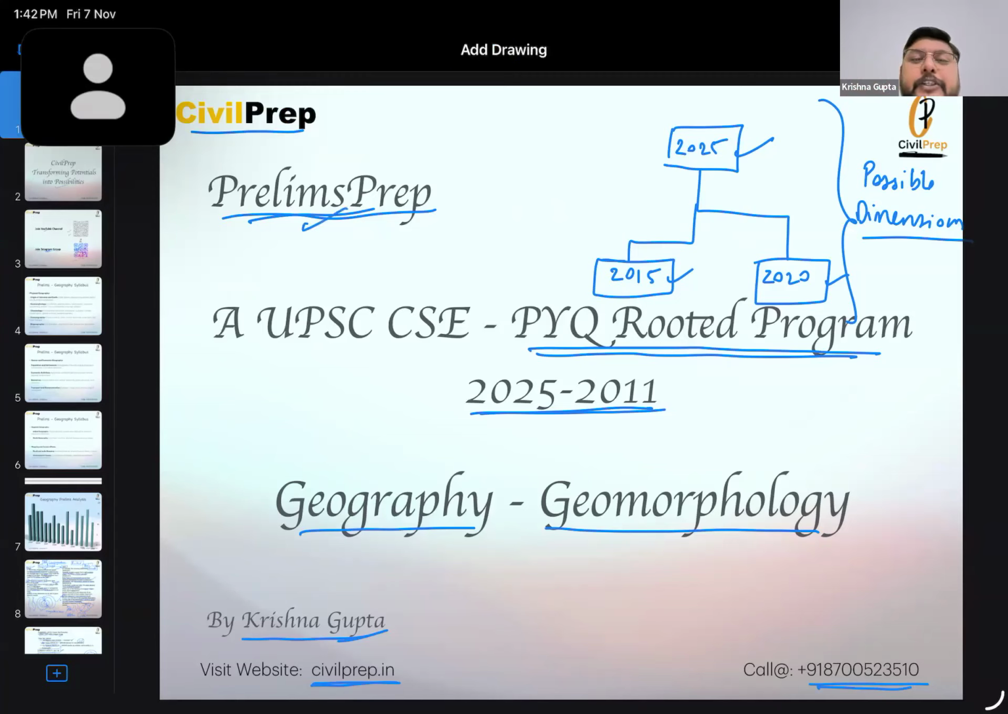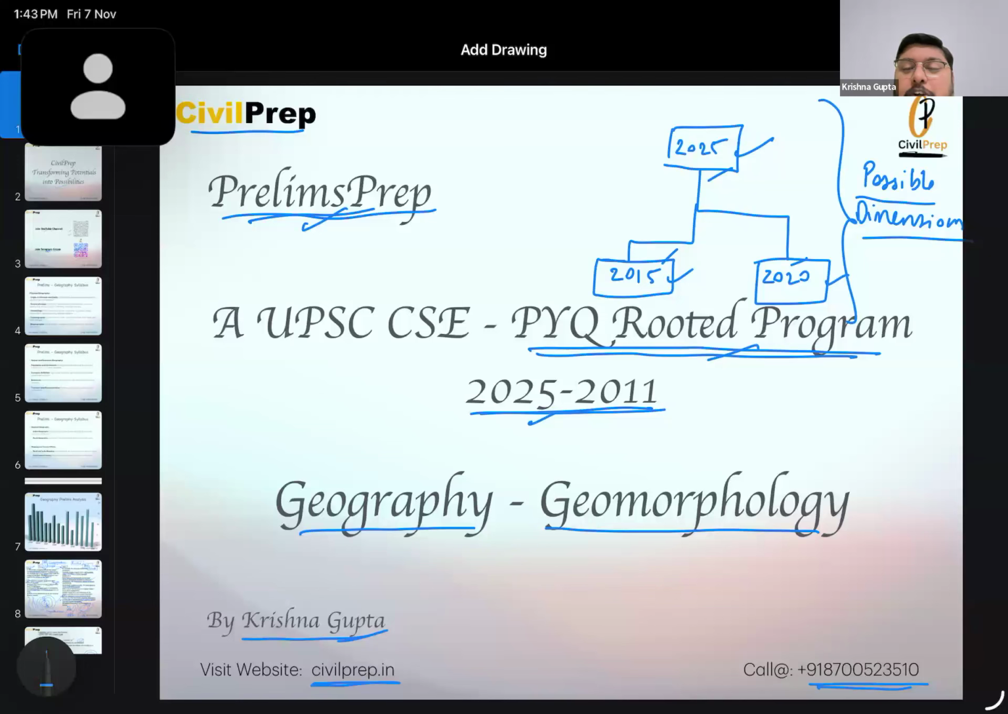This is a prelims prep session where we are looking at the PYQ-rooted program, or questions from 2011 to 2025, where we will be making a route or system from the questions. For example, in 2025, same routes appearing in 2020, same routes appearing in 2015. So there we are trying to find out certain possible dimensions which will help us to identify the questions which can come up in 2026 UPSC and how to deal with such kind of question in a very easy fashion.